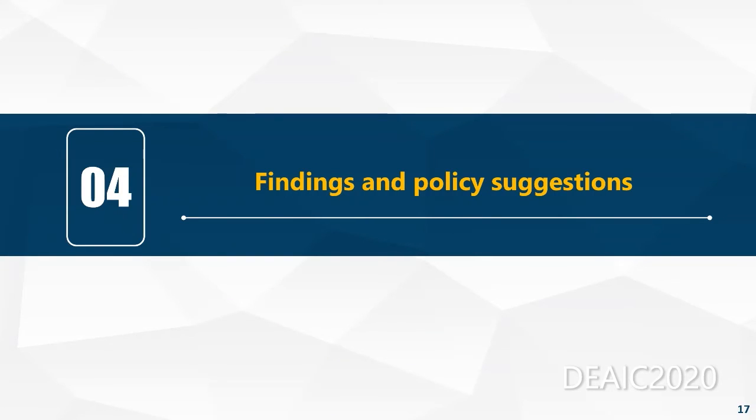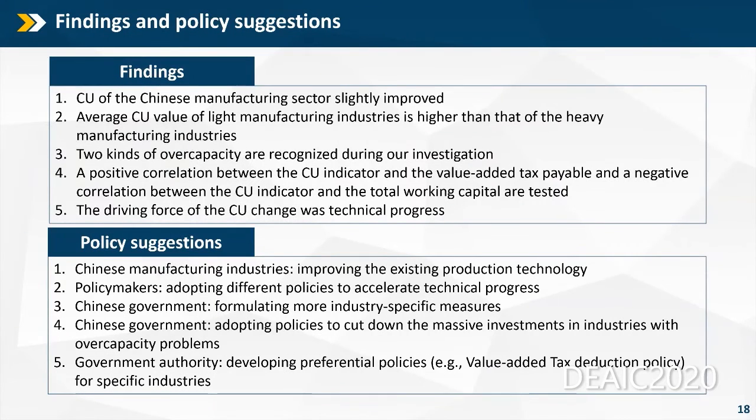In summary, we obtained several findings according to the results and our analysis, and we also put forward several corresponding policy suggestions. We find that CU of the Chinese manufacturing sector slightly improved. The average CU value of light manufacturing industries is higher than that of the heavy manufacturing industries. 2 kinds of overcapacity are recognized during our investigation. A positive correlation between the CU indicator and the value-added tax payable, and a negative correlation between the CU indicator and the total working capital are tested. The driving force of the CU change was technical progress.